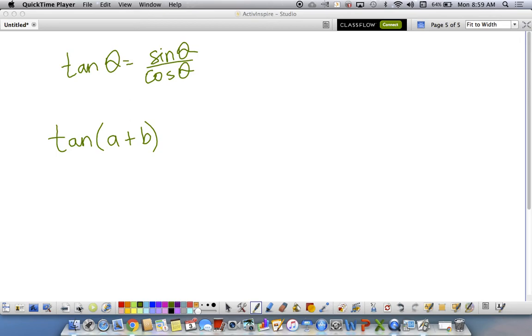Alright, so you can do this for homework all by yourself. No. Yes. Alright, so tan A plus B is going to equal what? Sine over cosine. Sine A plus B over cosine A plus B. We are deriving this, so we are writing it down.